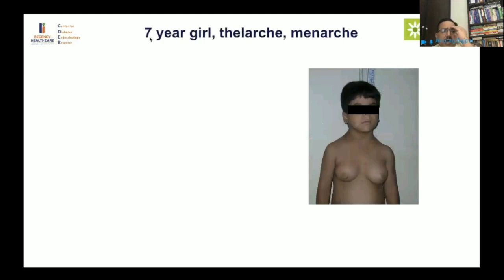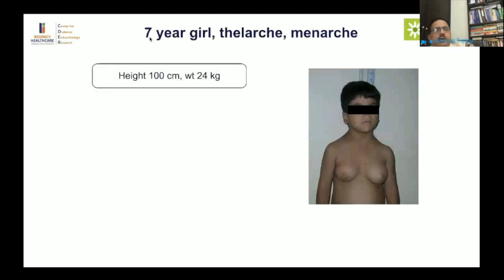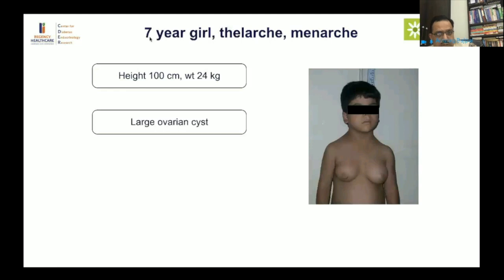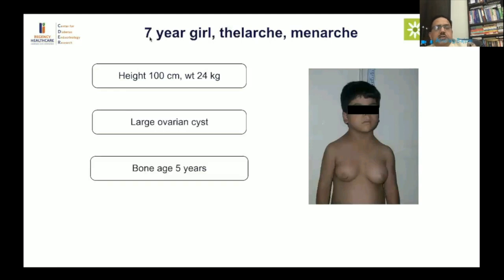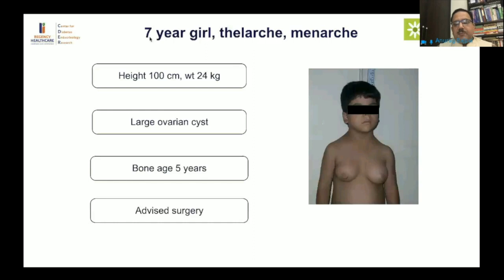7-year-old girl with thelarche and menarche. What we see is that there is a discordant pattern of puberty. Height is short. So this girl is a short girl with precocious puberty. Large ovarian cyst. Bone age is delayed. Every girl with precocious puberty should be tall and should have an advanced bone age. So what are we dealing with here? She was advised surgery because there was a large ovarian cyst.